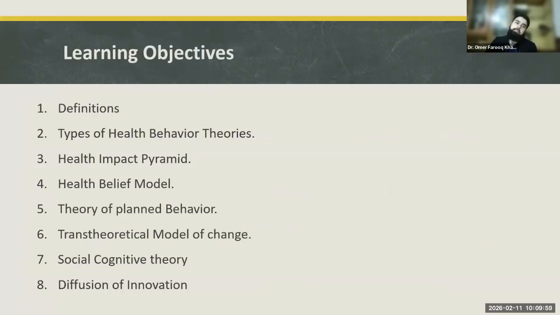So the learning objectives for today's class are, as my style is, I always start with the basic definitions. Then we will talk about various types of health behavior theories. Then we will discuss the health impact pyramid, then the health belief model, theory of planned behavior, trans-theoretical model of change, then social cognitive theory, and then diffusion of innovation. So these are the learning objectives. These are the things that we are going to discuss.